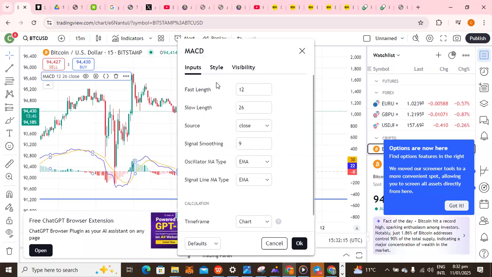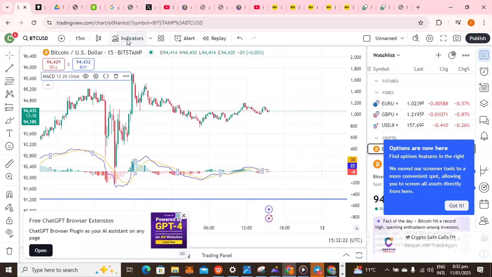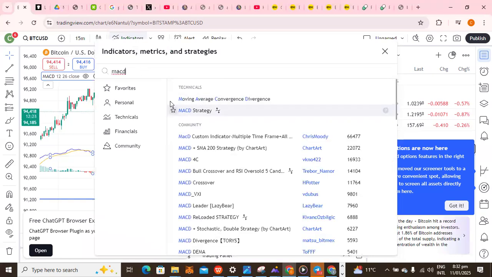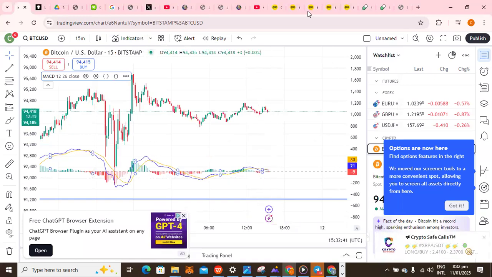So what we're going to do over here is that first of all, you have to select MACD from the indicator section. You have to go over here in the indicator section and then type moving average convergence divergence, or you could just write MACD. And the first one is moving average convergence divergence. Just click on it. And this kind of pattern is going to form. Then you might want to pull up the settings.